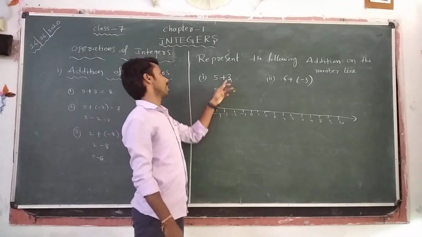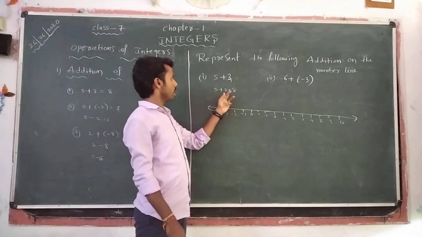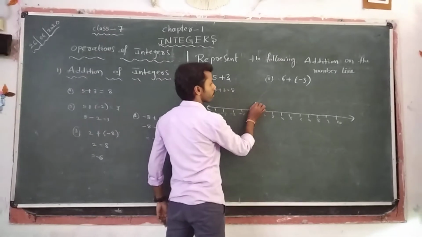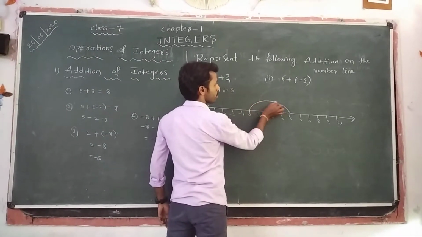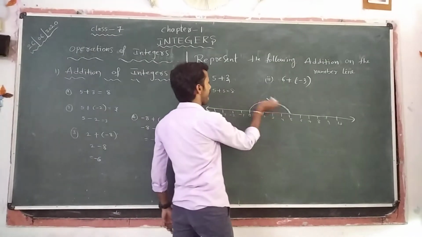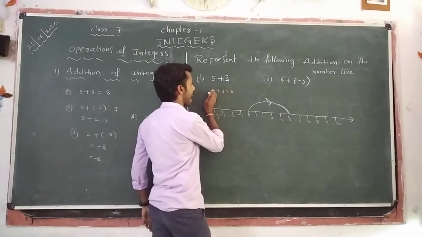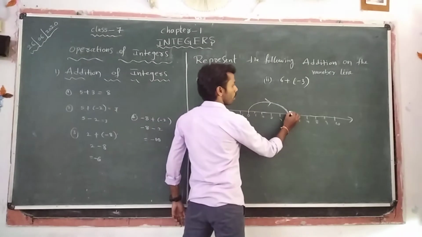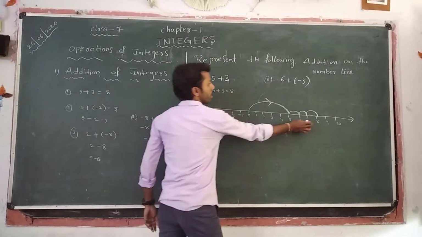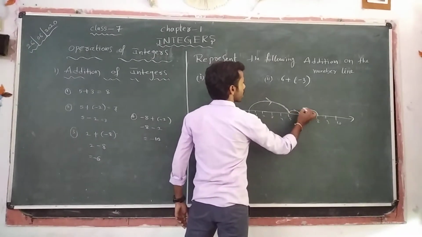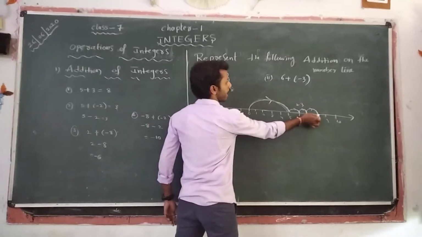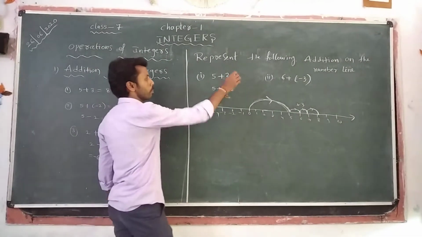So first, 5 plus 3 is equal to 8. On the number line, first go from 0 to 5. Then 3 is added to 5: 1, 2, 3. So 5 plus 3 equals 8. Another example.